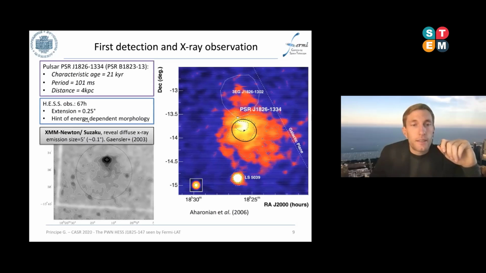At other wavelengths, so X-rays, this source is also observed by XMM-Newton and also Suzaku, and it presents a bit smaller extension, but again around 0.1 degrees. So it is also extended, and the emission does not come only from the pulsar, but also from the environment. This means that there are electrons that are accelerated also in the surrounding environment.